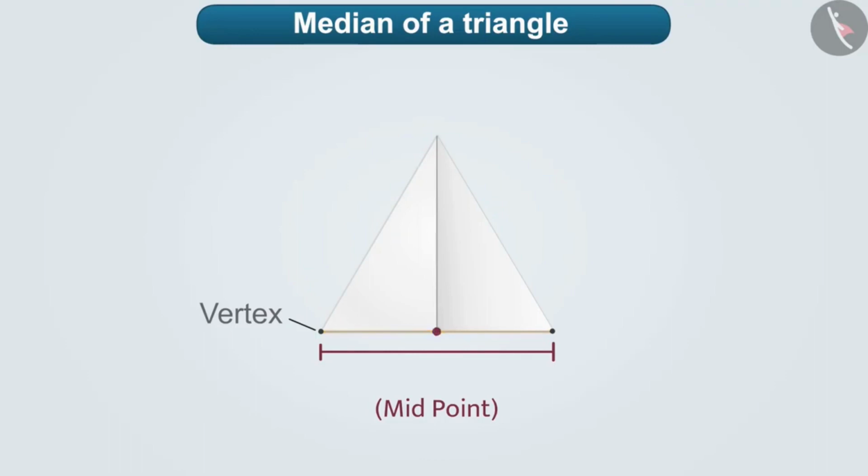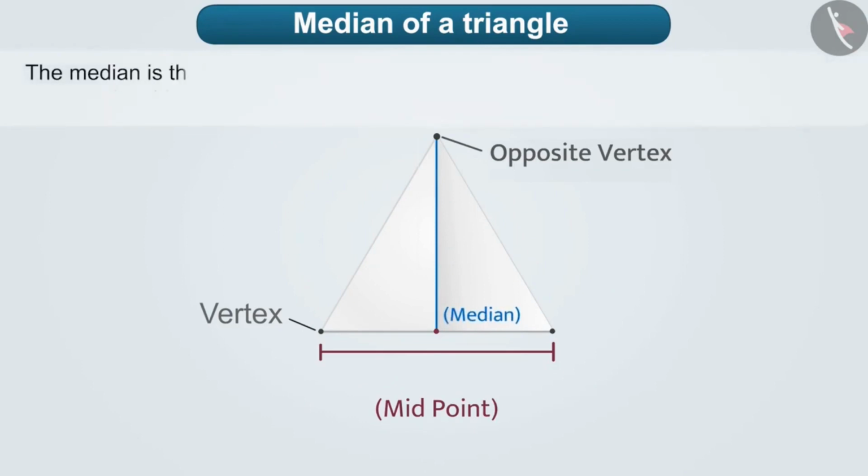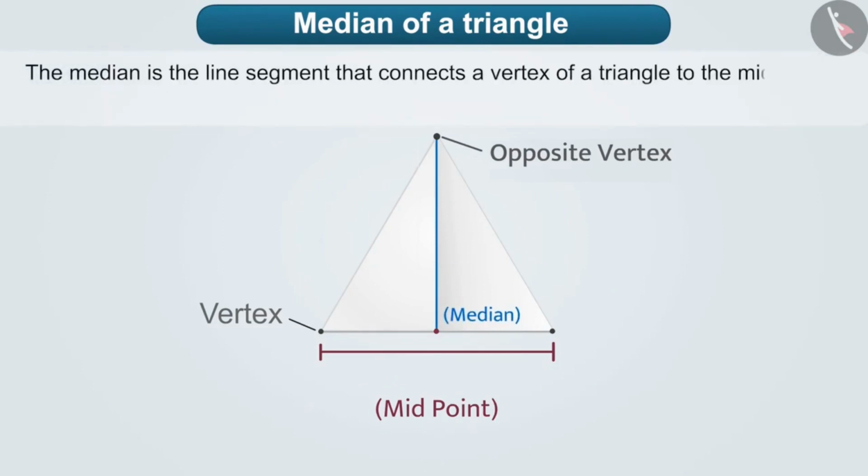Now, if we connect the midpoint of this side with the opposite vertex, then we will get a median of the triangle. The median is the line segment that connects a vertex of a triangle to the midpoint of its opposite side.